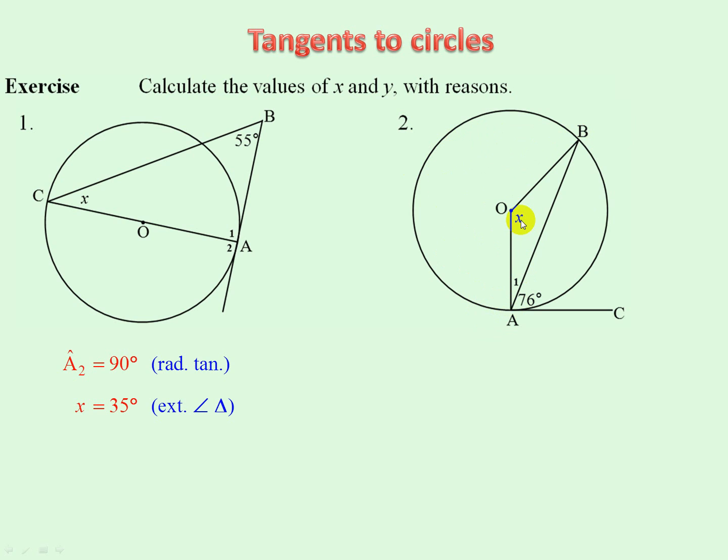Otherwise, you say, well, what does x combine with? It combines with those two to give you 180. So why don't we find that one there? And that combines with this to give 90 degrees by radius tangent. So A1 is 14 degrees, which means B is 14 degrees, which means we can find x by angle sum triangle.